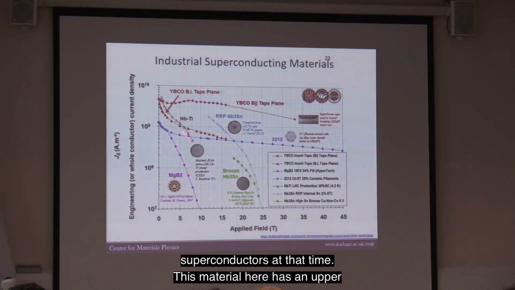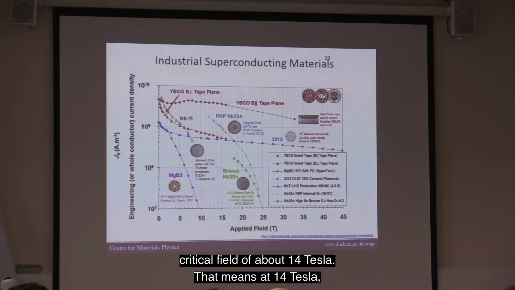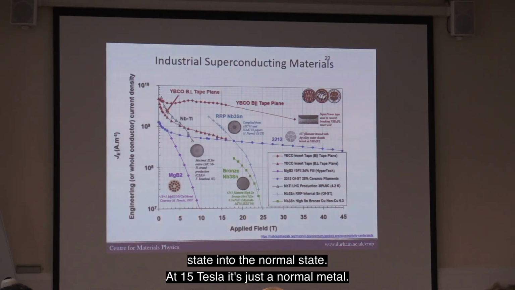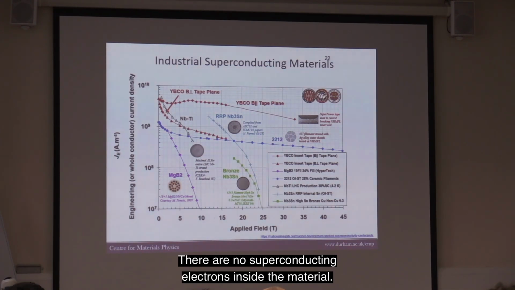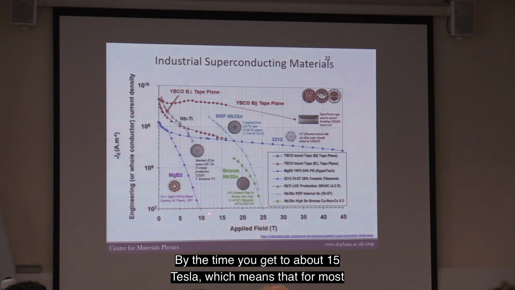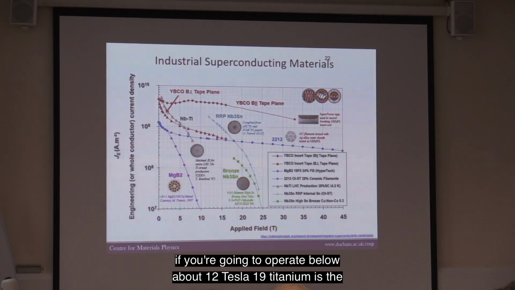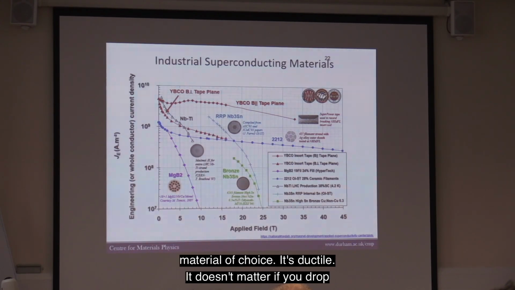This material has an upper critical field of about 14 Tesla. That means at 14 Tesla you kill the superconductivity. It passes from the superconducting state into the normal state. At 15 Tesla it's just a normal metal. There are no superconducting electrons inside the material by the time you get to about 15 Tesla. Which means that for most large-scale applications, if you're going to operate below about 12 Tesla, niobium titanium is the material of choice.